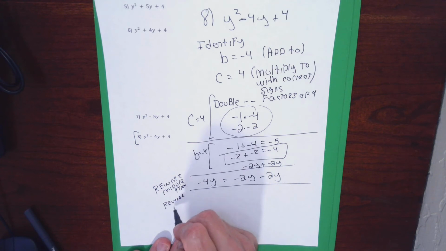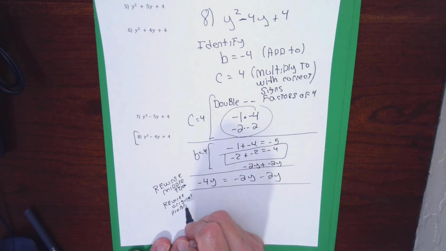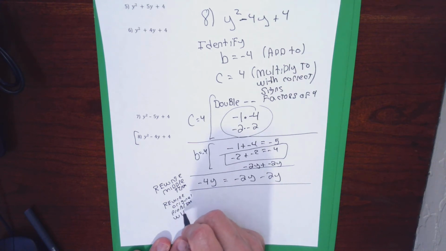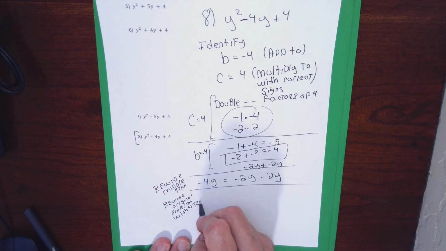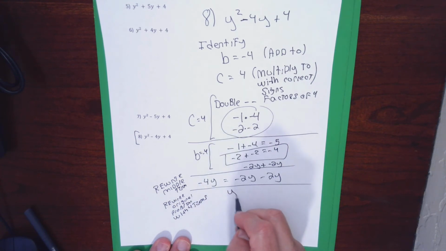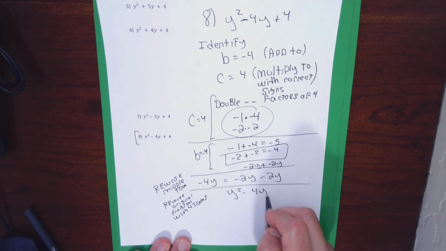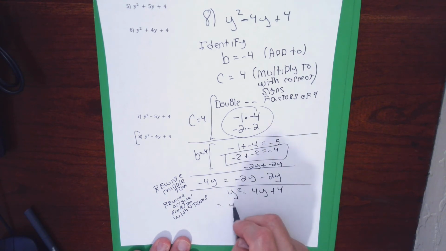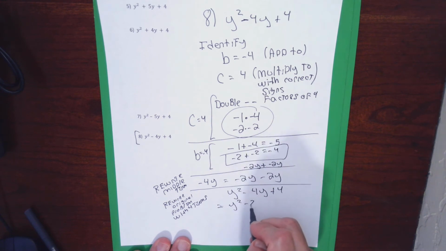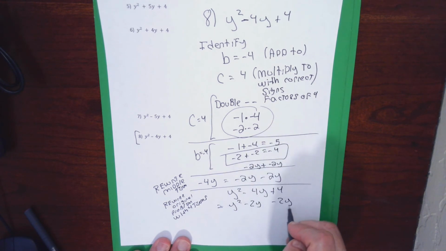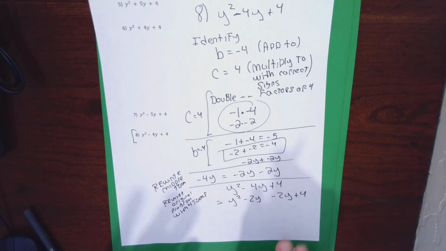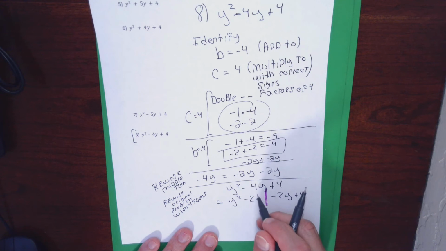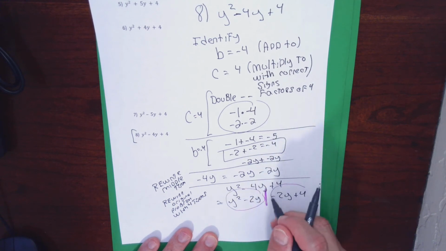I'm going to now rewrite the original problem with 4 terms and factor by grouping. So the original problem is y squared minus 4y plus 4. I'm going to rewrite it as y squared minus 2y minus 2y plus 4. Now I'm set up with something that has 4 terms, and they're 4 very carefully constructed terms, which means I can split into halves and do double common factor factoring.